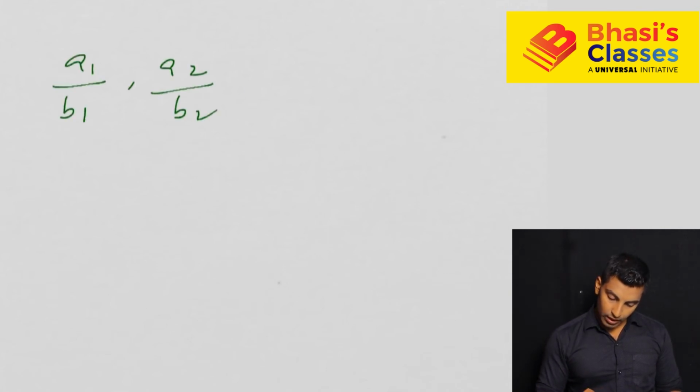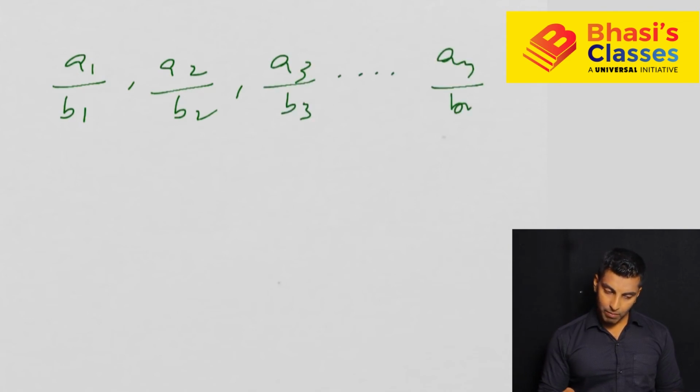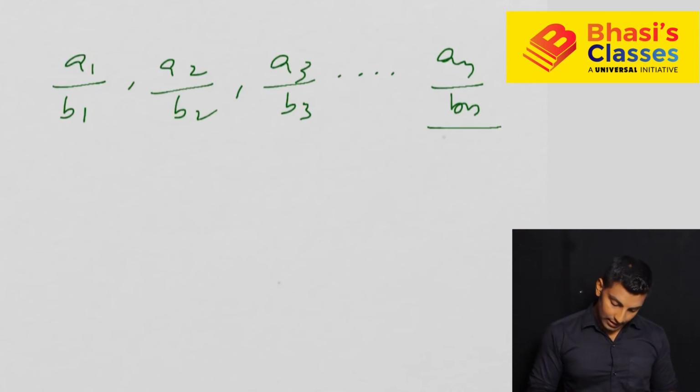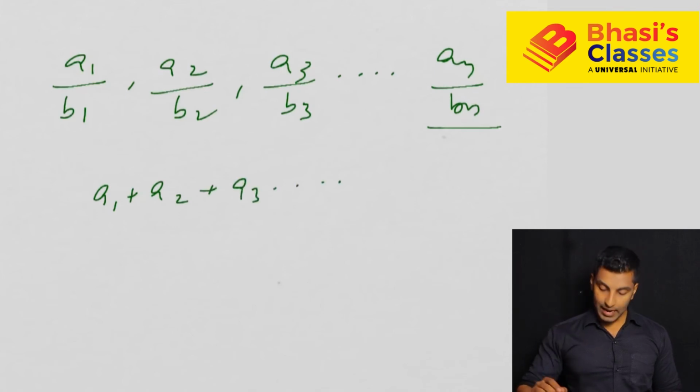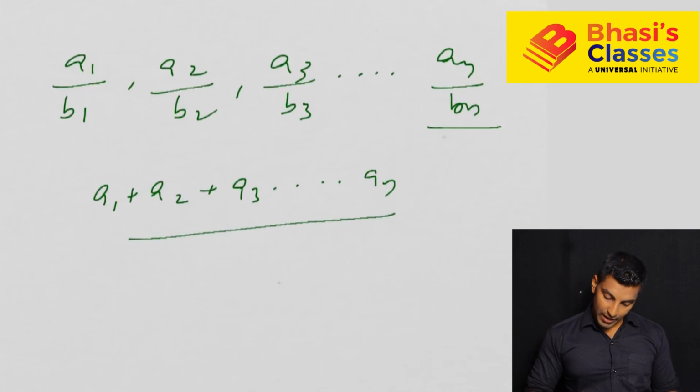Now another property is, see, if you have some unequal fractions, some ratios, okay, all are not equal. Like a1 by b1, a2 by b2, a3 by b3, etc., up to an by bn, and these are unequal fractions. Then the ratio, a1 plus a2 plus a3, you are adding the numerators, up to an, divided by b1 plus b2 plus b3 up to bn.